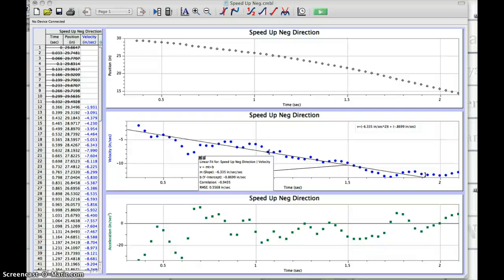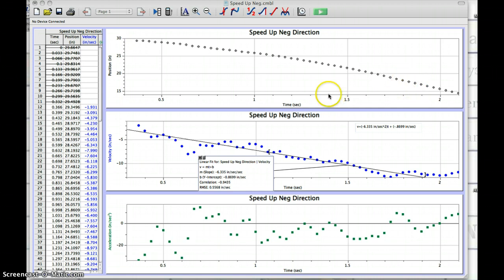Hi, now I'll be explaining the fan cart speeding up in a negative direction. Just like the fan cart speeding up in the positive direction, it's an arched line, so that represents a change in speed. Since it's arched this way, it's speeding up, and since it's arching downwards, it's speeding up in a negative direction.